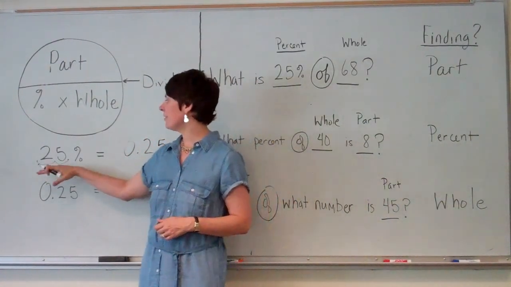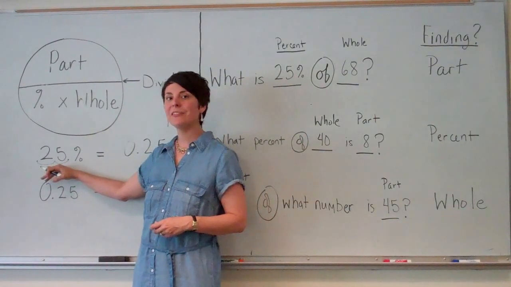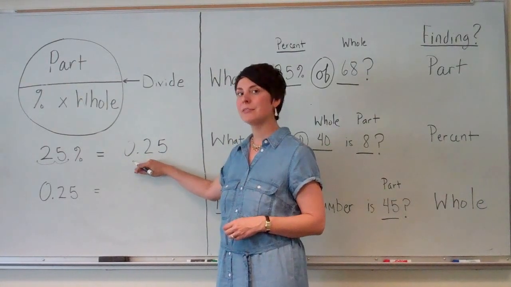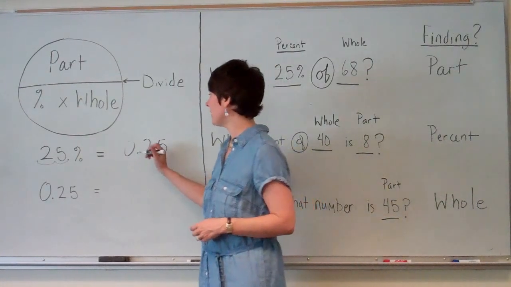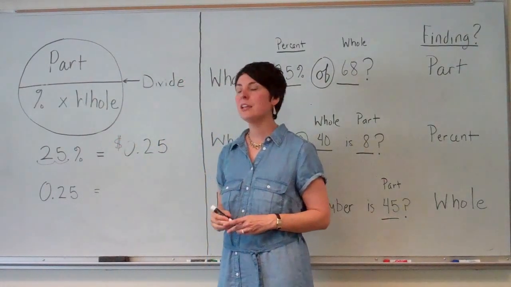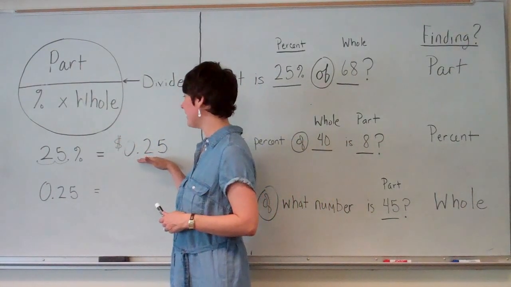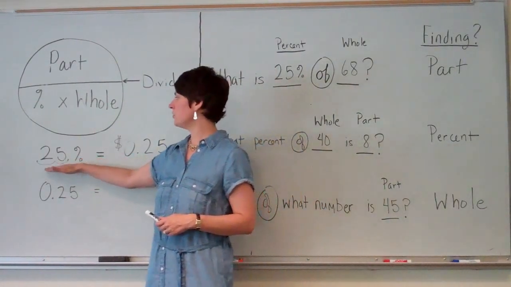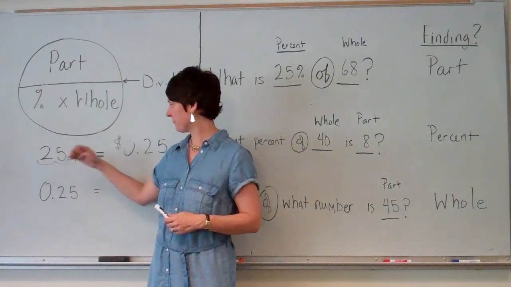And this makes sense because if I ask you what is 25% of a dollar, 25% of a dollar is 25 cents. This looks a lot like 25 cents. I could even make it look more like it by going like that. So 25 cents is 25% of a dollar, or 0.25 is 25% of a dollar.